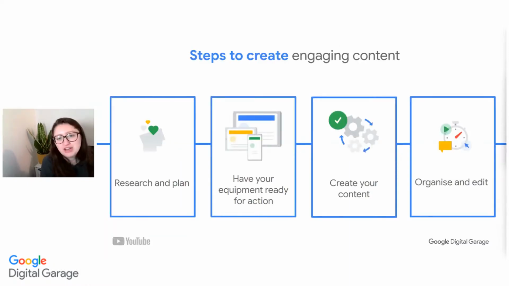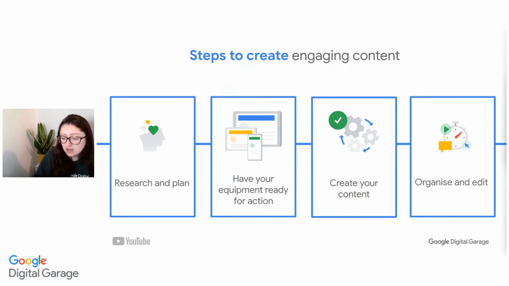So when it comes to creating content, we can break this up into four clear steps. And I'm going to break these down individually, but we've got research and plan, creating that foundation, having your equipment ready for action, creating the actual content itself and everything to think about around that step-by-step process, and finally, organizing and editing your content so that it's ready to go and ready to post live.